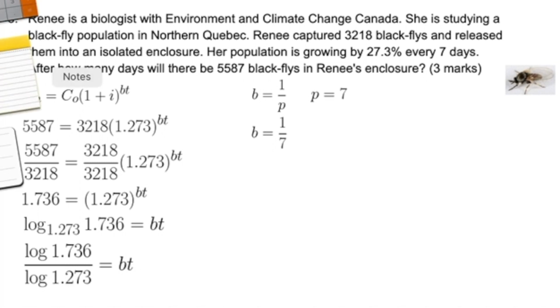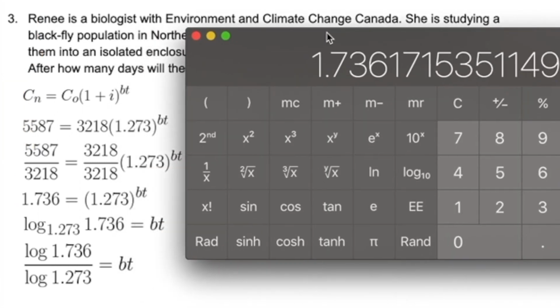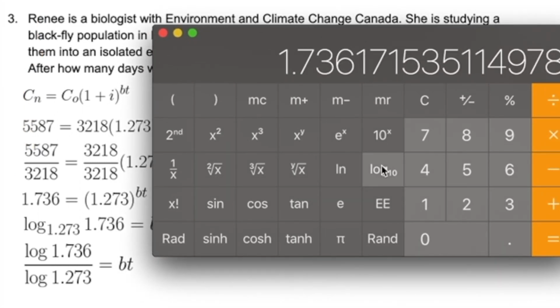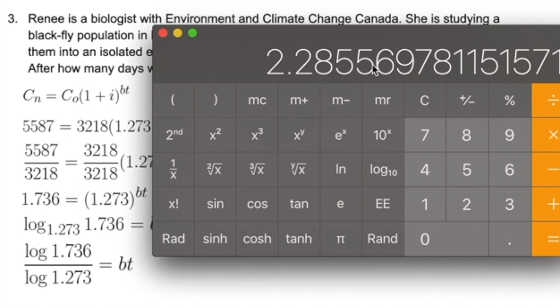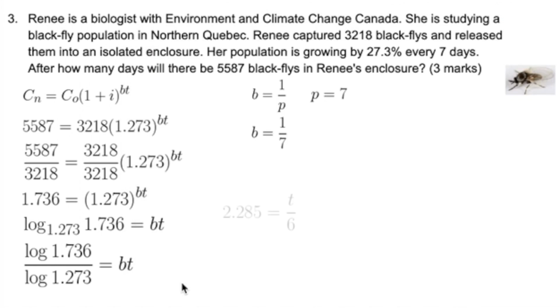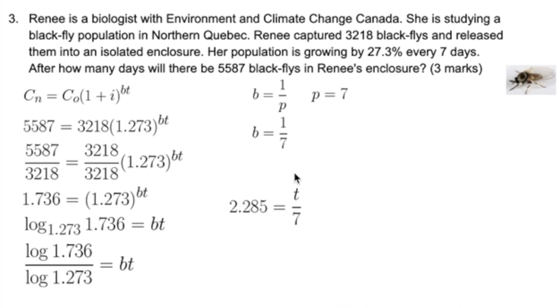Then it's handy dandy calculator time. Our 1.73617, I'm going to take the log of that, divided by the log of 1.273, is equal to 2.2855697. So we get 2.285 is equal to t over 7. The 7's going to cross multiply, or we can multiply both sides by 7 to cancel the 7 out. Either way, we get 2.285 times 7 is equal to t.